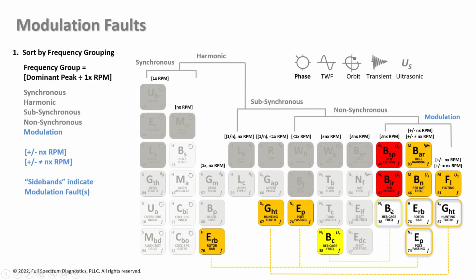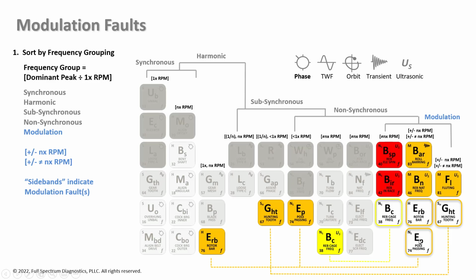It's also occurring here. So it's a non-synchronous peak, but it's a modulation problem. Especially if it's sidebands at cage frequency. We have an electrical pole pass frequency, and that can show up as pole pass modulation. So there's a fault and a modulation fault. Here's a fault in a bearing and a modulation fault as well.